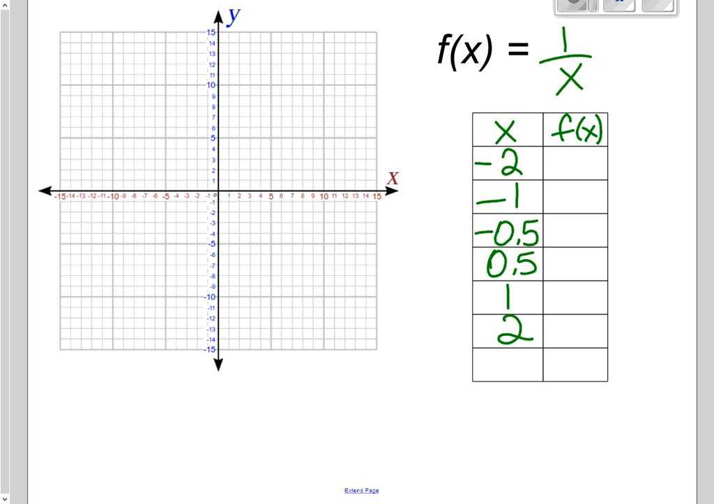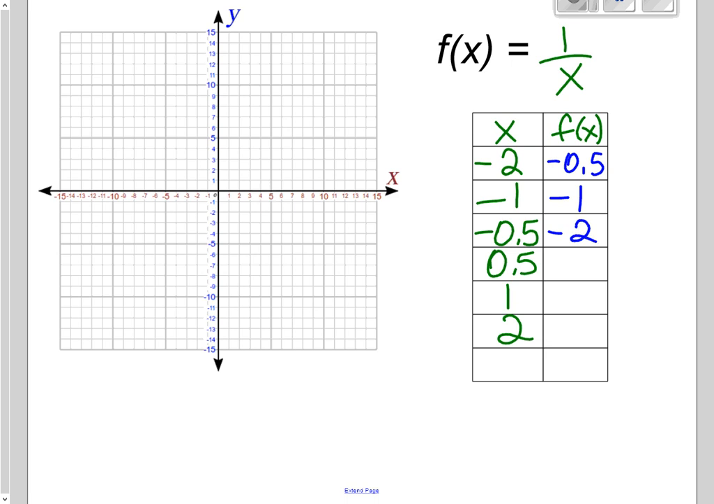Okay, so if I put a -2 in for x, I'm going to get 1 divided by -2, which is -0.5. If I put a -1 in for x, I'm going to get 1 over -1, which is -1. And if I put in -0.5 for x, I get 1 divided by -0.5, which is going to give me -2.